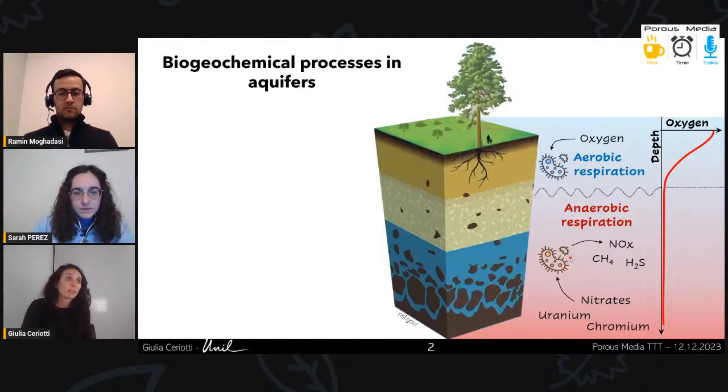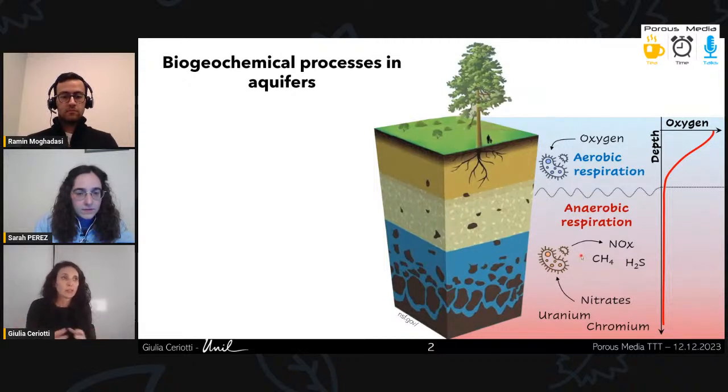So, for example, bacteria can use nitrates, uranium, chromium as electron acceptors to gain energy. If someone is familiar with these types of compounds, you might notice that they are very important contaminants in the environment. So anaerobic respiration is known, for example, to help remediate subsurface systems. Sometimes instead, anaerobic respiration contributes to pollution, producing as byproducts, for example, greenhouse gases.